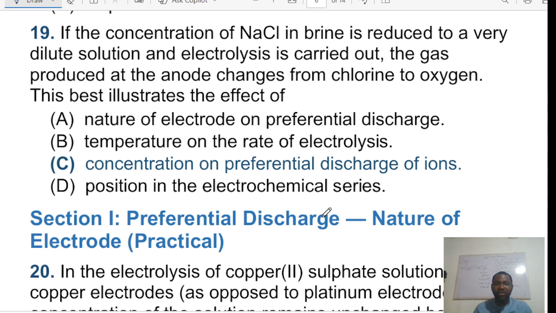The best illustrates this effect. A, nature of electrode on preferential discharge? No. B, temperature on the rate of electrolysis? No. C, concentration on the preferential discharge of ions? That's it. That's the answer. That is why that happens.